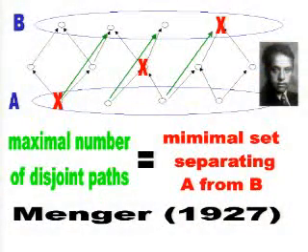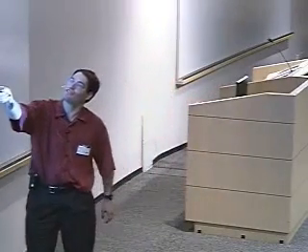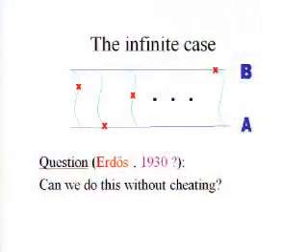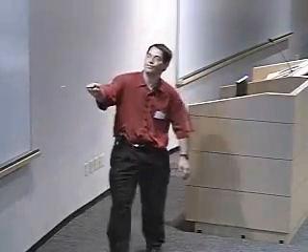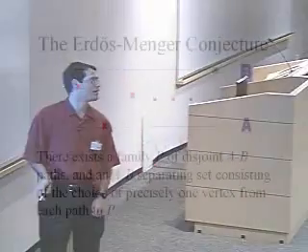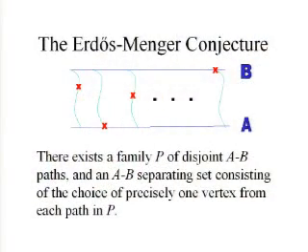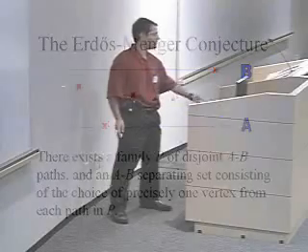But of course, this is not what we thought of. I mean, this is not what we have in the finite case. In the finite case, we had something very strict. We had exactly one x on every path. So the question is, can you do it without cheating? You actually want exactly one x on every path here. And this is the Erdős-Menger conjecture. There exists a family of disjoint paths, and a set of vertices, one from each of them, so that the set separates A from B.